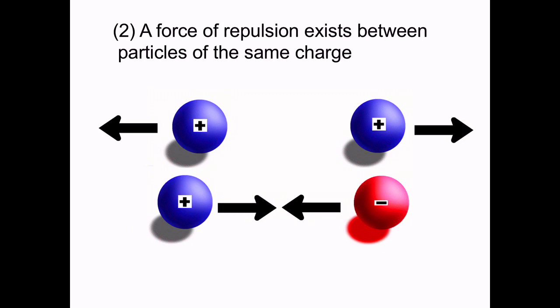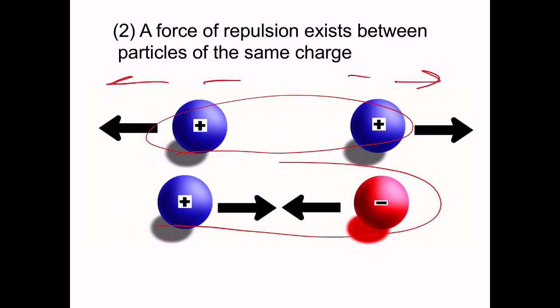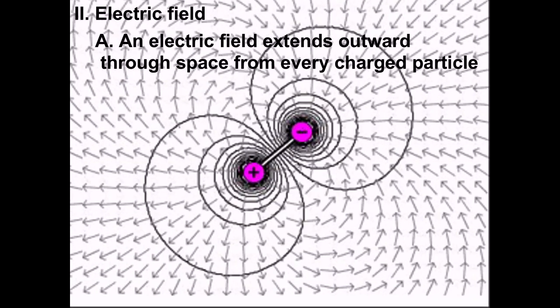A force of repulsion exists between like charges. So plus and plus, they push away. Negative and negative push away as well. And then the different charges attract. Now there's a field.